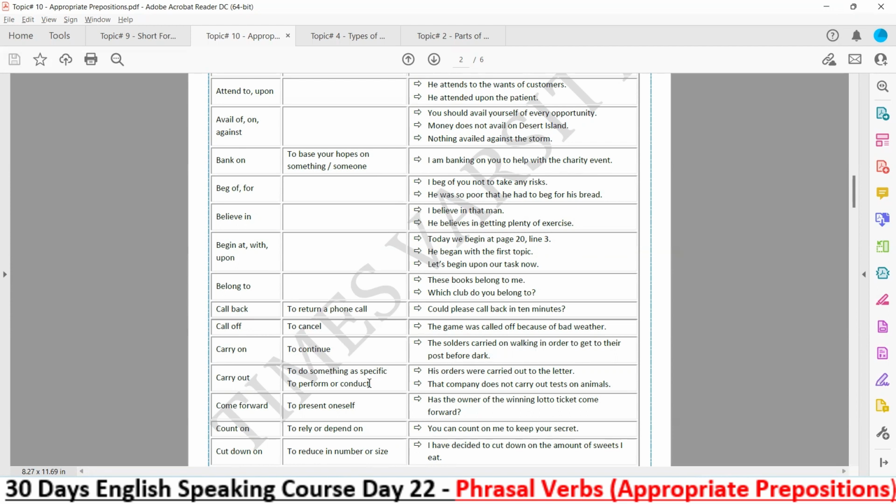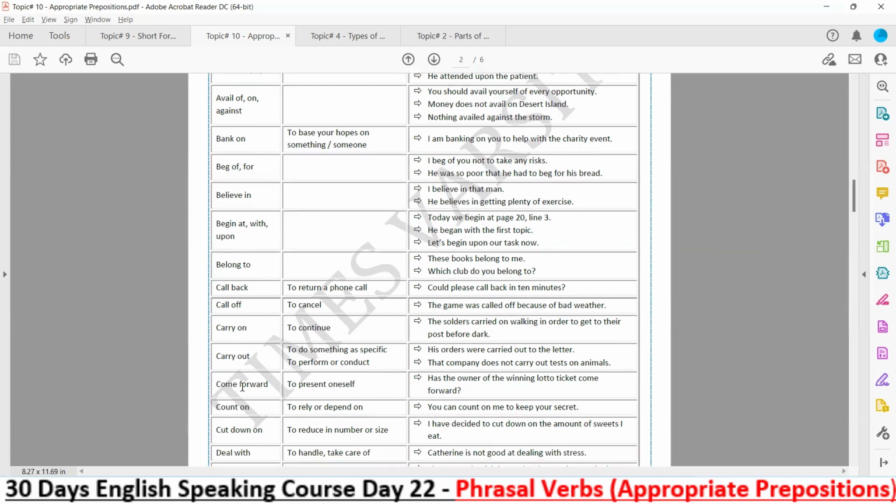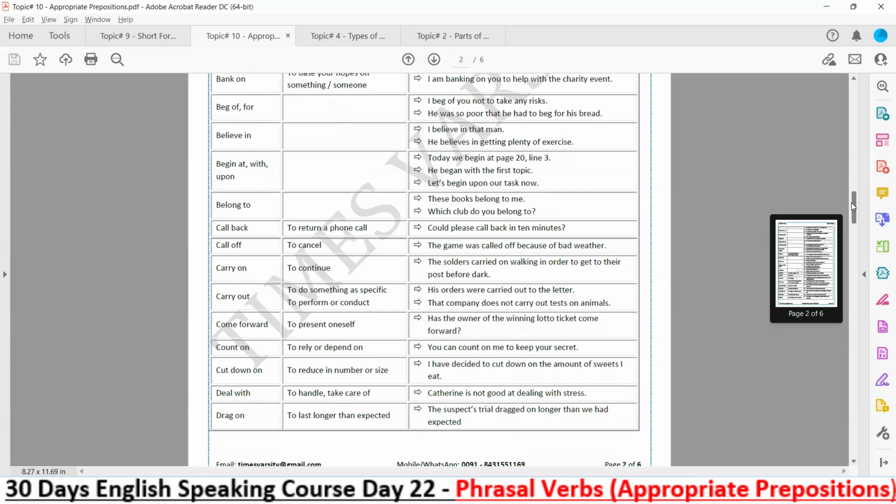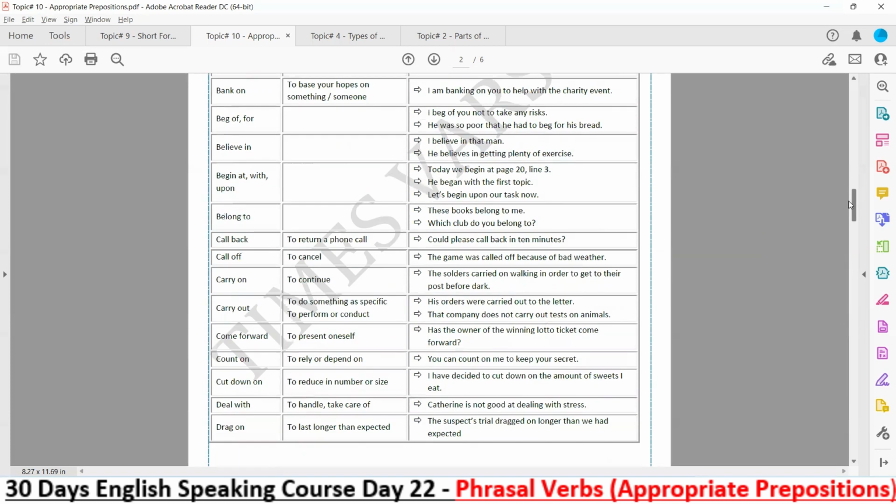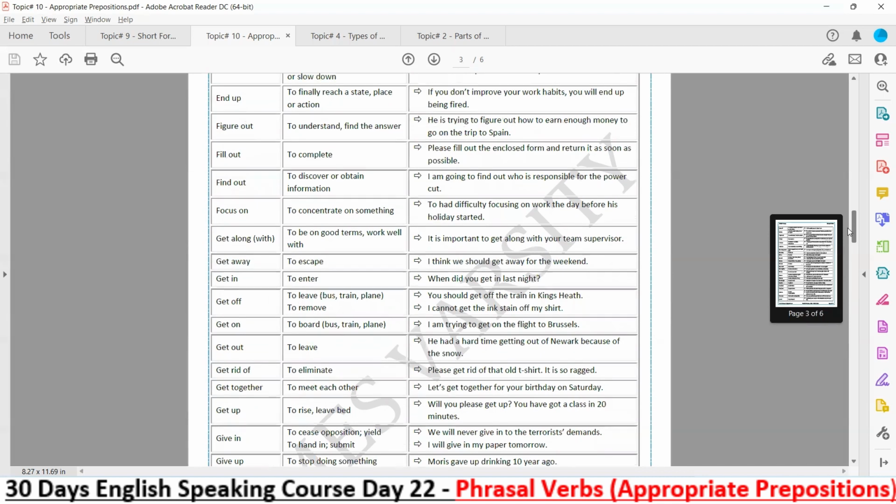Carry out, to do something specific, to perform or conduct. His orders were carried out to the letter. That company does not carry out tests on animals. Right? Come forward, to present oneself. Has the owner of the winning lotto ticket come forward, for example? All right. Count on, cut down on, right? So let's see a few of the most commonly used.